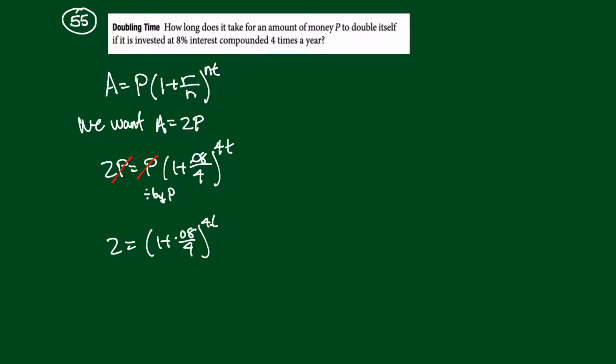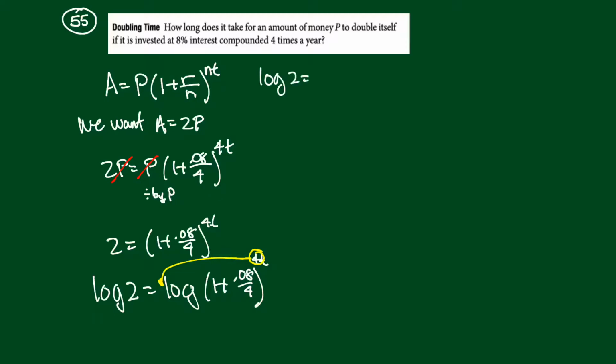Now, I'm going to take logarithms. I'll just take log base 10. So this will be log of 2 equals the log of 1 plus 0.08 over 4. Now I could divide that, getting 0.02, but I'll just let my calculator do it at the end, raised to the 4t. Now, as the property of logarithms, I'm going to take that exponent and bring it down in front of the logarithm as a multiplier, so that will give us common log of 2 is equal to 4t times the log of this quantity, 1 plus 0.08 over 4.